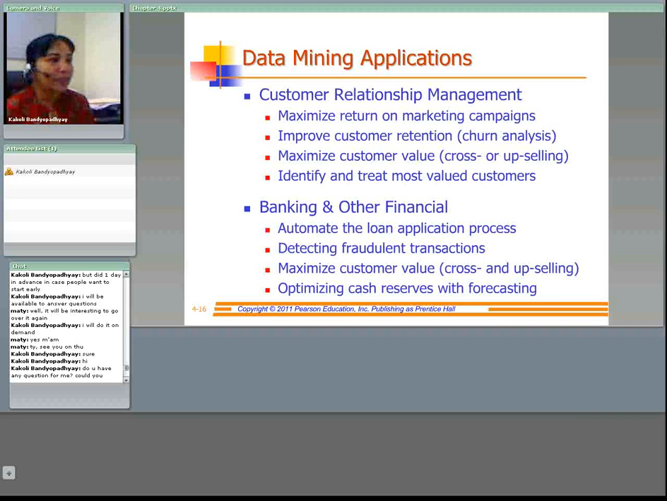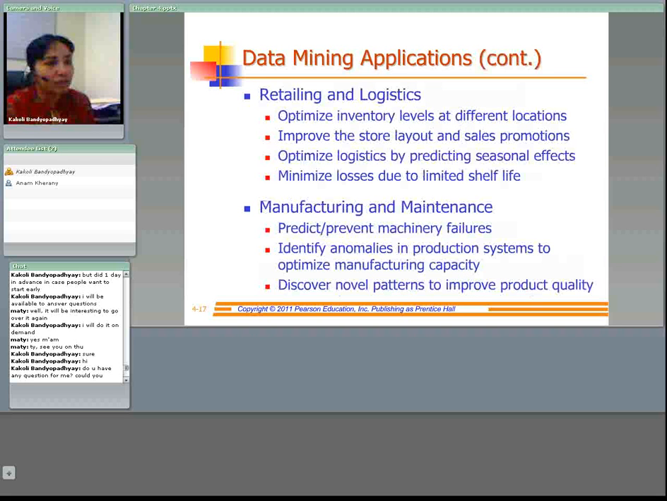Then data mining is heavily used in banking, as you know, for clustering, for classification, for prediction. For detecting frauds, as I was telling you, in banking, for automating the loan application process, for detecting fraudulent transactions, then optimizing cash reserves with forecasting. So basically they use clustering, prediction, classification, and forecasting.